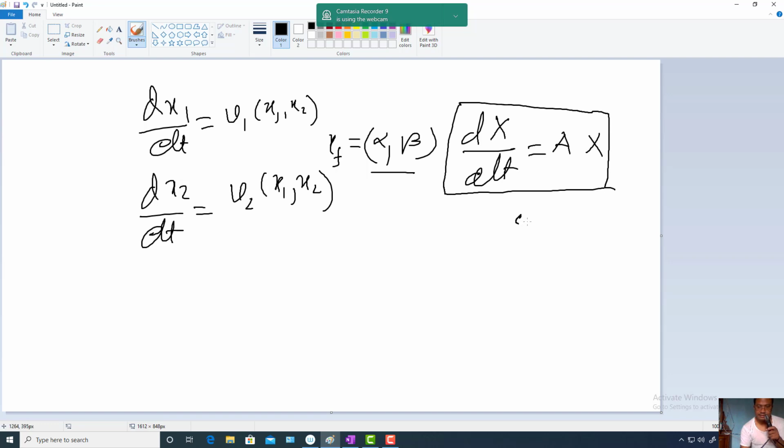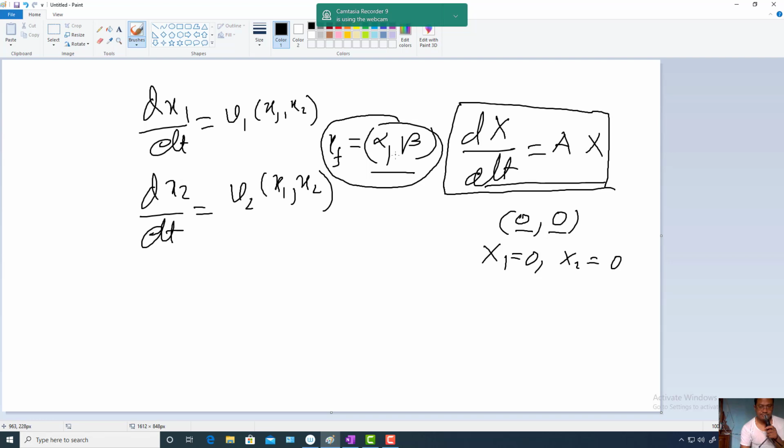And for this one, 0 0 means x1 is equal to 0, x2 is equal to 0. This is a fixed point for this linearized system. Okay, for this linearized system, 0 0 is a fixed point. For this nonlinear system, alpha beta is a fixed point. So we want to study the nature of the fixed point of this nonlinear system.